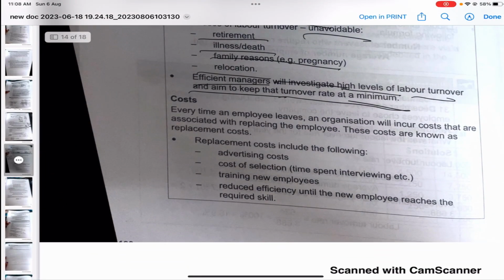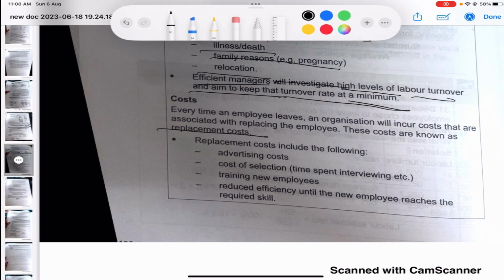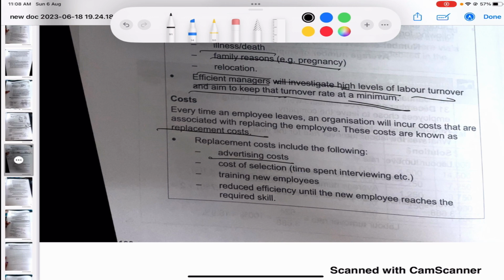Okay, next we come to costs. Whenever an employee leaves the organization, there are certain costs which have to be met by the company. These costs are known as replacement costs. What are they? Advertising cost, if you are advertising for new people to join your organization. Cost of selection, like you are spending so much time interviewing a person, reading their applications.